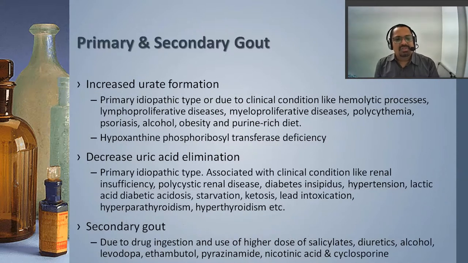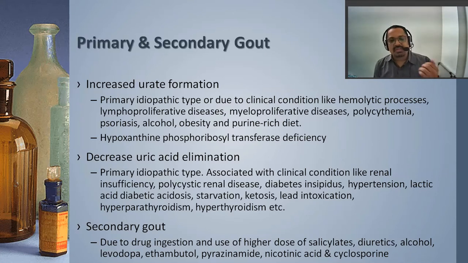These are the conditions where there is increased urate formation. Primary idiopathic, or due to clinical conditions like hemolytic processes, lymphoproliferative disorders or myeloproliferative disorders, polycythemia, psoriasis, alcohol, obesity, or a purine-rich diet. Due to these, urate formation will be excessive and enhanced. Hypoxanthine phosphoribosyltransferase deficiency is one of the conditions that lead to increased urate formation.